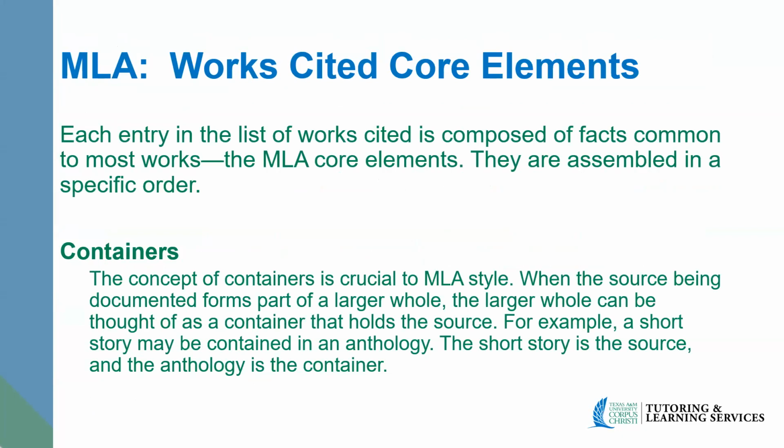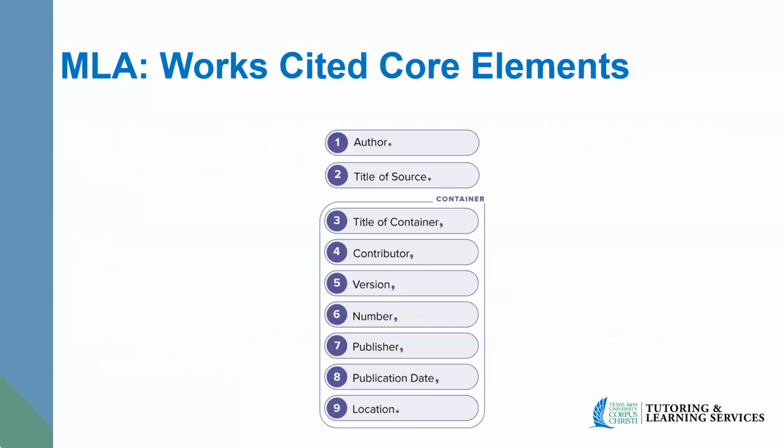For example, a short story that may be contained in an anthology. The short story is the source and the anthology is the container. And right here we can see an example. So first you'll have the author, the title of the source, and then next is like the container box. So you'll have the title of the container, the contributor, the version, the number, the publisher, the publication date, and then the location.